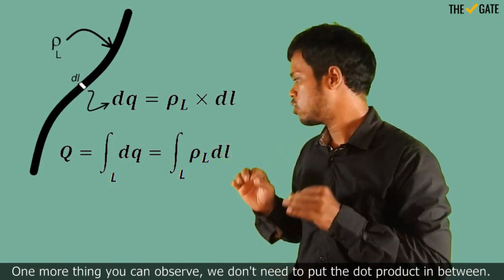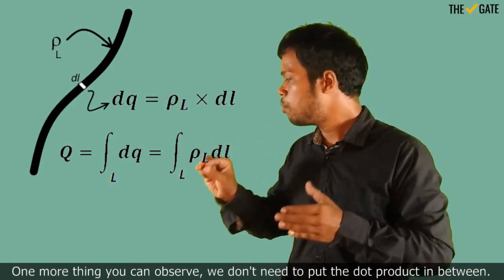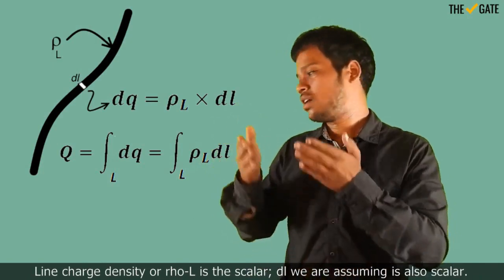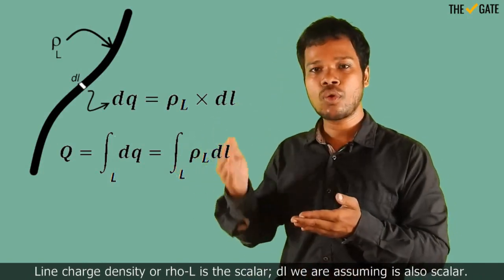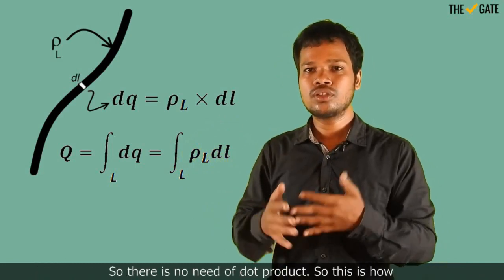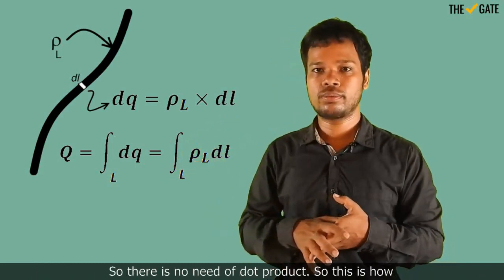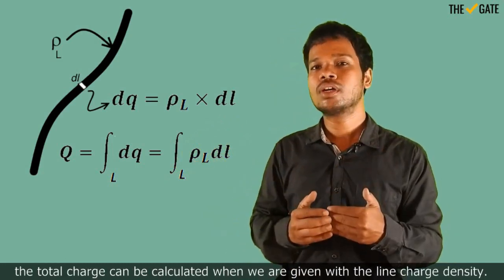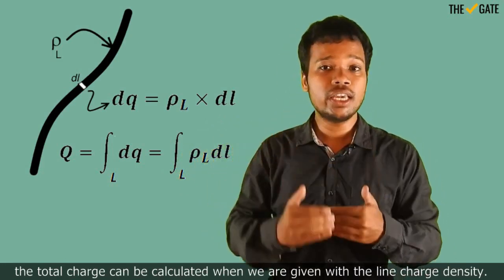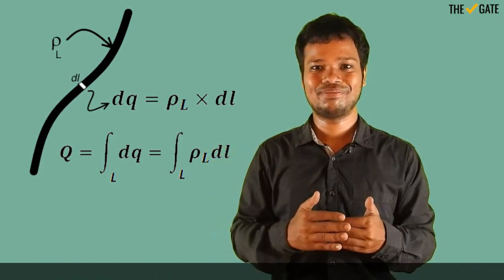One more thing you can observe, we don't need to put the dot product in between, because we are dealing with scalars. Line charge density rho L is a scalar, dl we are assuming is also a scalar, so there is no need of a dot product. So this is how the total charge can be calculated when we are given the line charge density.